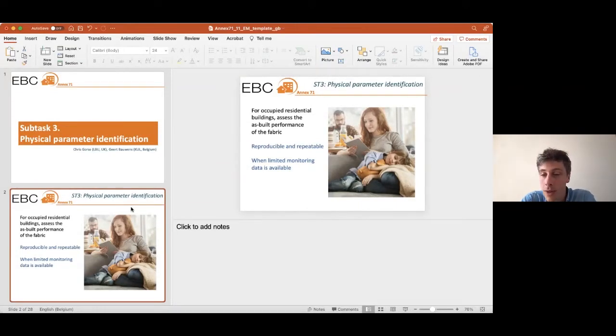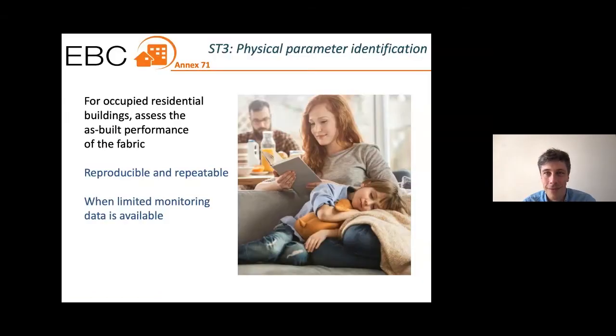Subtask 3. I can't see your slides in presenter mode. Can you put them in presenter mode? Oh, sorry. Yeah, that's perfect. Yep, great. Okay.